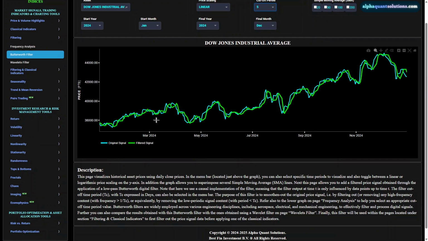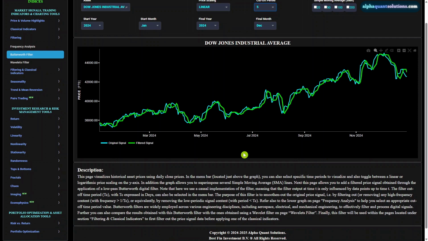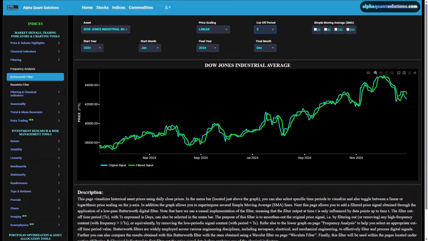And this graph shows two signals, two lines. The light blue one is the original signal, unfiltered price data, and the green is the filtered one. What we see is that the green is a smoother version of the light blue, but the green is delayed. You see it well here. So it means that this filter introduces some lag in the processing of the data. So it introduces a time lag.